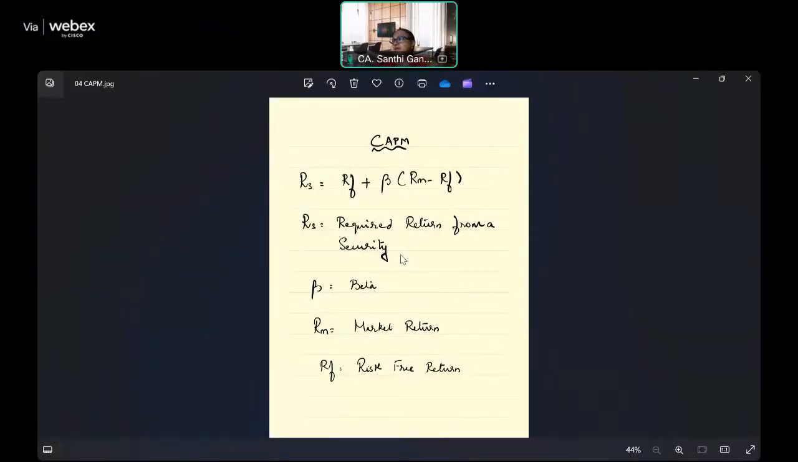Then we have the CAPM model. This is what you know regarding the CAPM model. So study this. Let's see what it indicates to us.